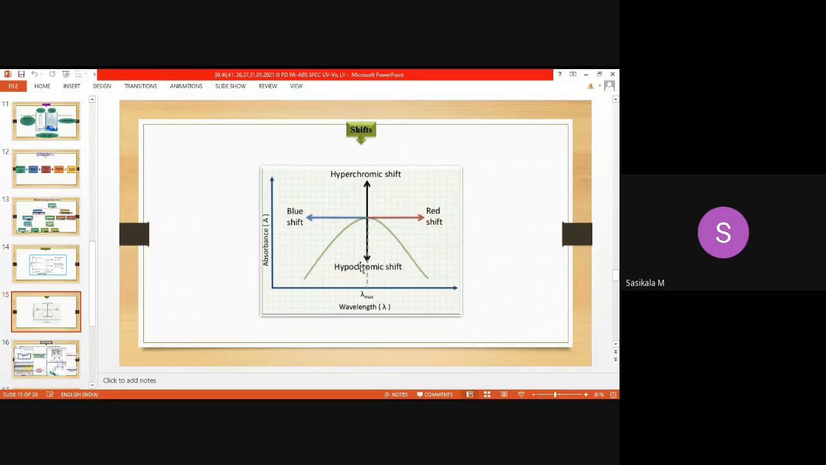Okay, so when will it be converted to red shift? The lambda max for a compound is merely due to what? A chromophoric system present in the compound. So you can shift this lambda max towards red shift and towards blue shift. These two shifts are based on concentration. When concentration is high, it will be shifted towards hyperchromic. When concentration is less, it will be shifted towards hypochromic. But there is no lambda max change in hyperchromic and hypochromic shift, whereas in red and blue shift, there will be a lambda max wavelength shift.